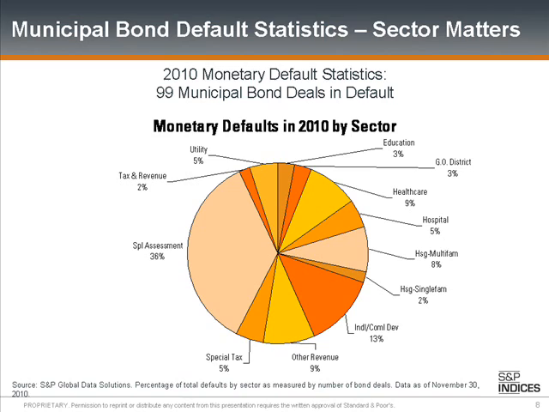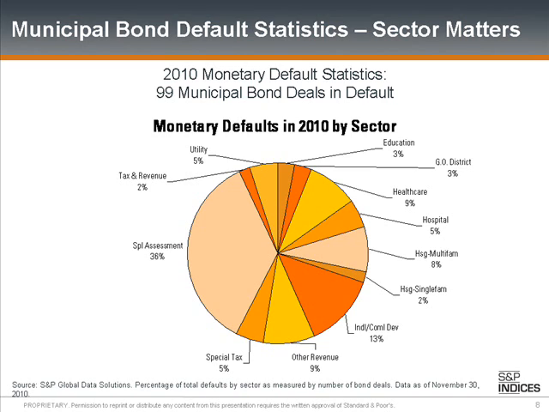In looking at monetary default statistics for the entire year, this includes all bonds, whether they are in the municipal indices or not. We see that there have been 99 municipal bond deals going into default through November 30th of 2010. Nearly 100 bond deals. The majority of those 99 deals are represented by the four sectors we've been discussing: land secured or special assessment, healthcare bonds, including hospital bonds, multifamily bonds, and industrial development or conduit financing type issues.